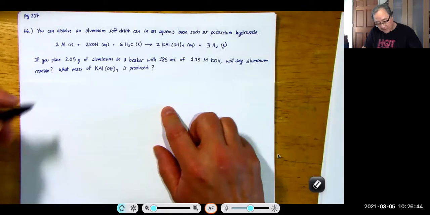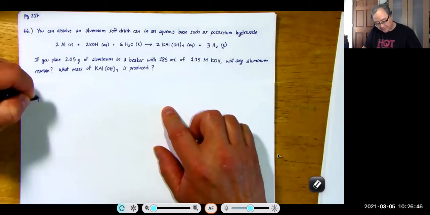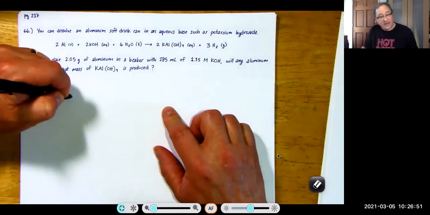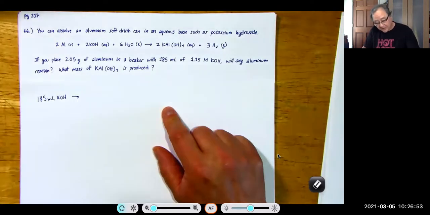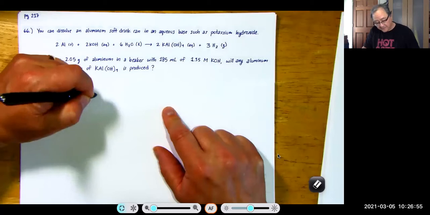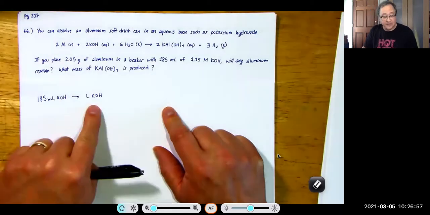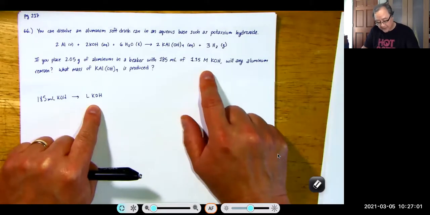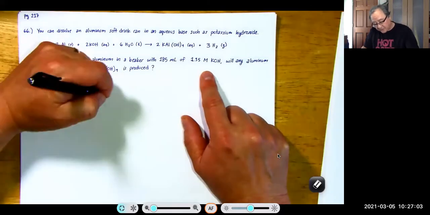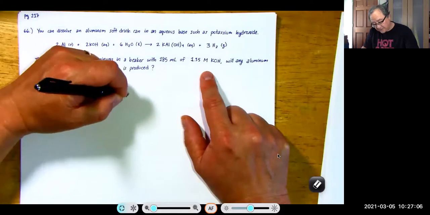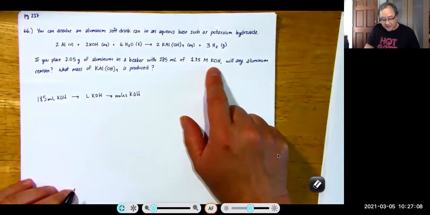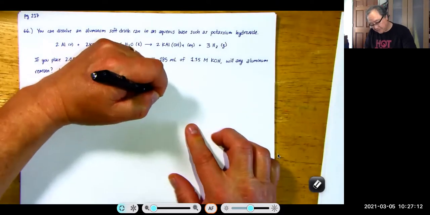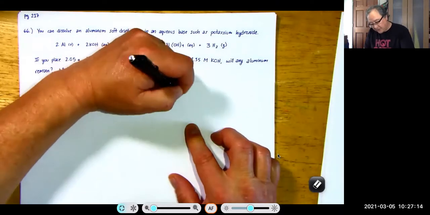So I'm going to take my 185 milliliters of KOH solution, and I'm going to convert that to liters of KOH solution. The reason I'm converting it to liters is because this molarity is in moles per liter. Then I can convert that to moles of KOH. And then using the balanced reaction, I can turn that into moles of aluminum, and then finally into grams of aluminum.